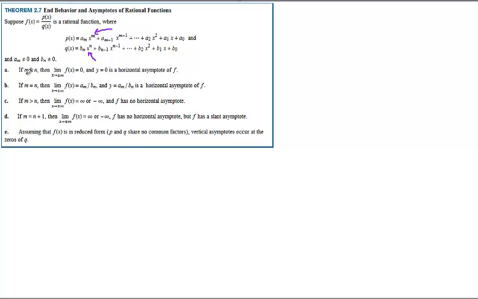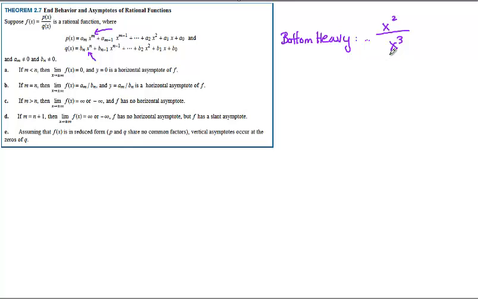So if the degree in the numerator is less than the degree in the denominator, that would be something of this sort. So we'll call this a bottom-heavy function. So if I have a bottom-heavy function, that would look like some x squared over x to the third, or x squared over x to the fifth, something where the denominator had the higher power.